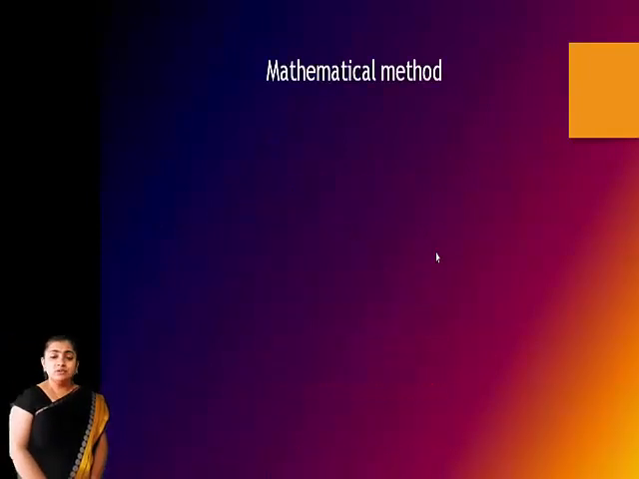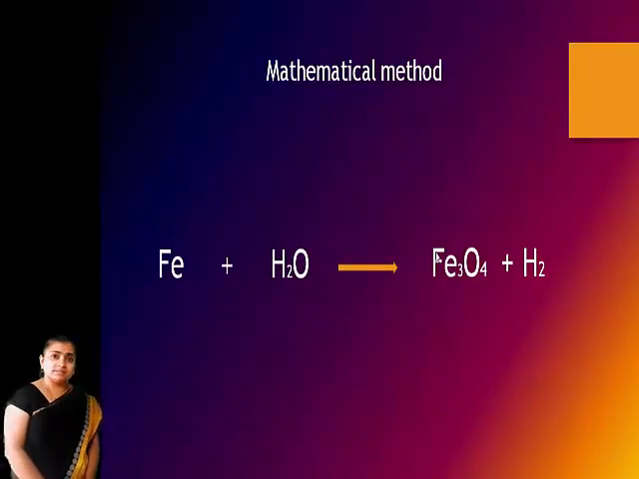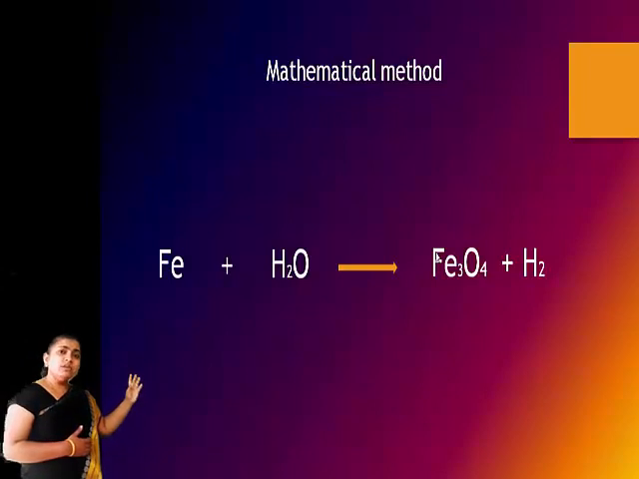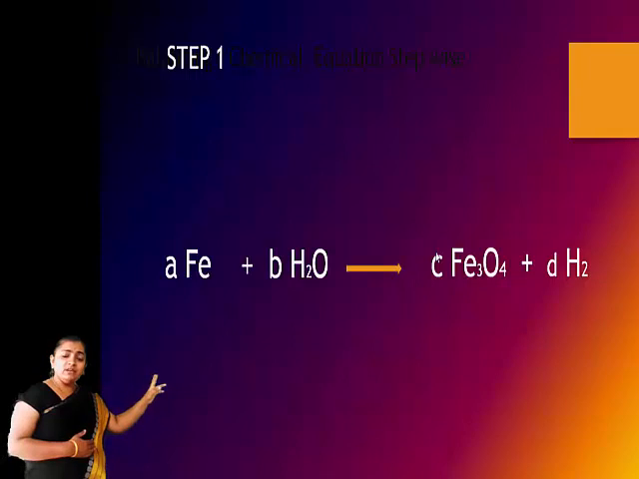I would like to teach you a trick which is based on mathematics. So let's take a simple example first. We try to solve the same equation here. We have Fe plus H2O gives Fe3O4 plus H2. Let's assume we have a Fe, b H2O, c molecules of Fe3O4 and d H2.